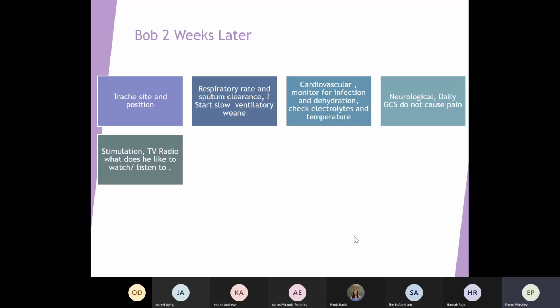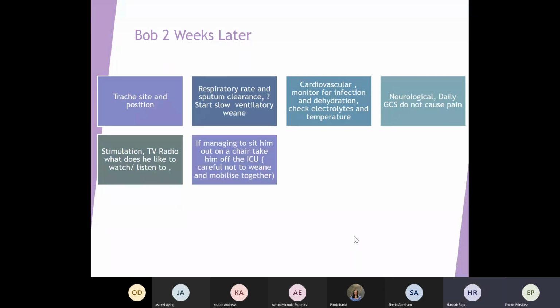Stimulation, does he want to watch the TV? Does he want to listen to the radio? Or then take him on a chair, take him for a road trip. Does he want to be in a side room to help him with the day and night and the sleep? Some patients like a side room, some patients don't. Because although the side room can be really good for quiet, it can also enhance the feelings of loneliness and vulnerability.